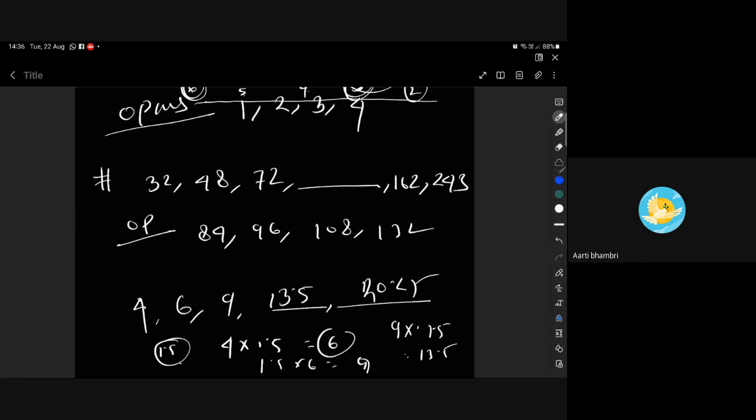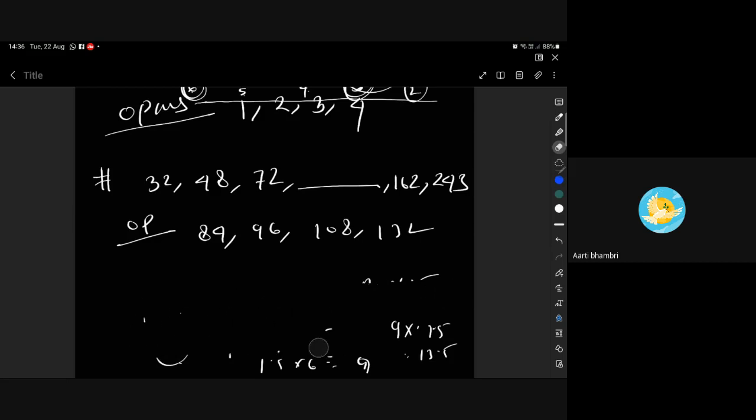So this kind of question also they used to ask, where the numbers are getting multiplied by 1.5 times or 3 by 2. So the similar pattern is used in this problem also.